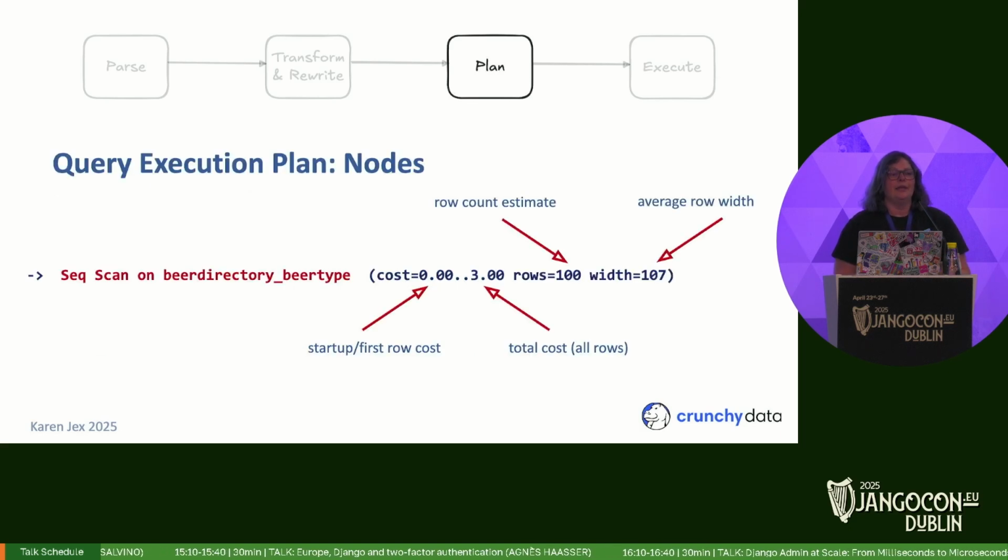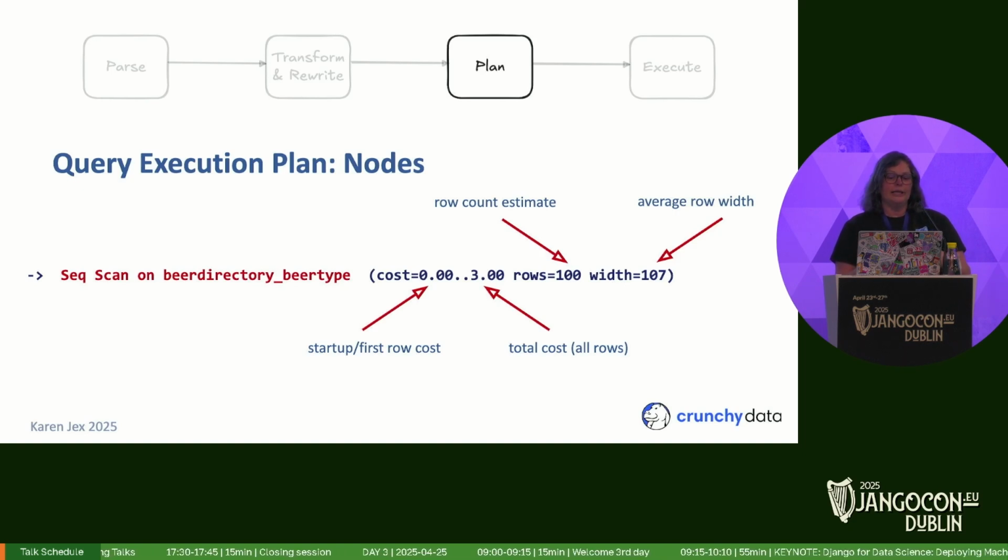So once you get that query execution plan, it's made up of a series of nodes or steps in the plan. This is one of the nodes from the plan that's generated by our simple query. So for each node, we see what the node does and what object it's acting on. We see here some estimated statistics. So we've got two costs here.